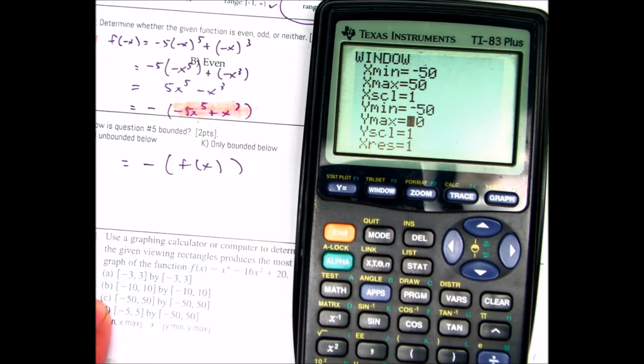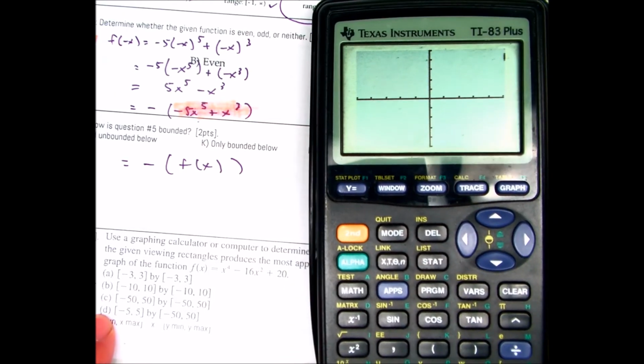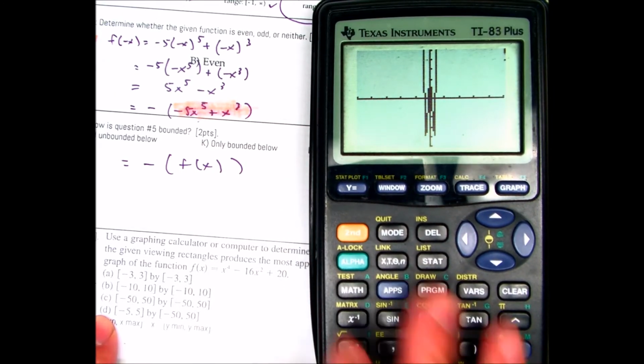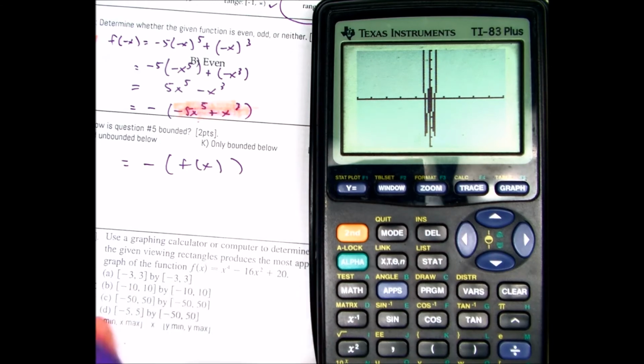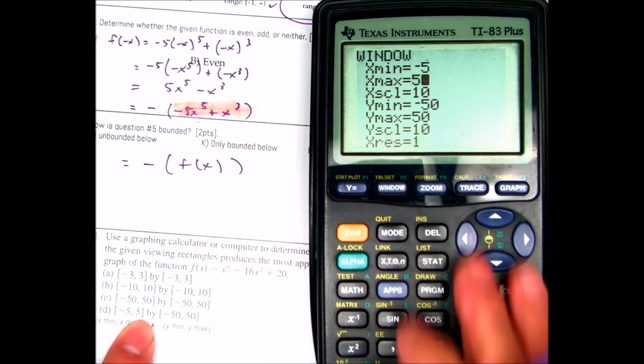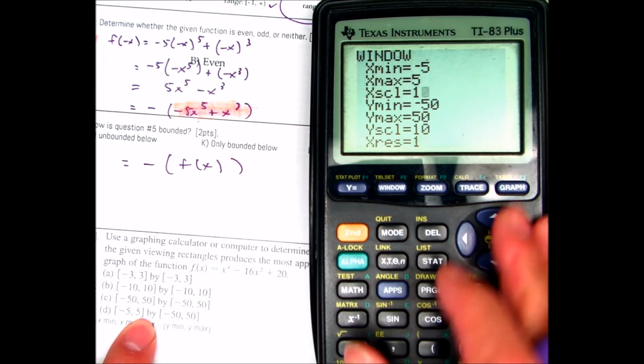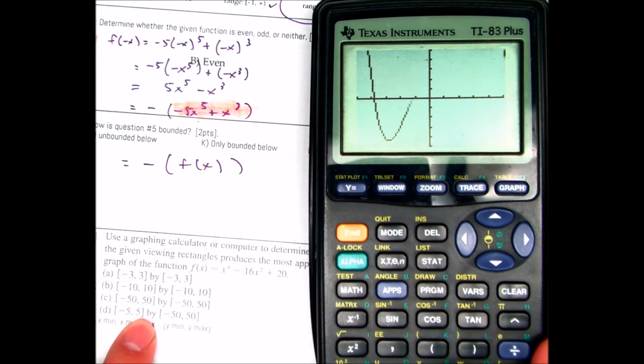When you have big values like that, I would do the scale by tens. And it's too small. So let's try this one. -5 to 5, and -50 to 50. Here I'd count by ones, count by tens. That's a nice graph. So that would be D.